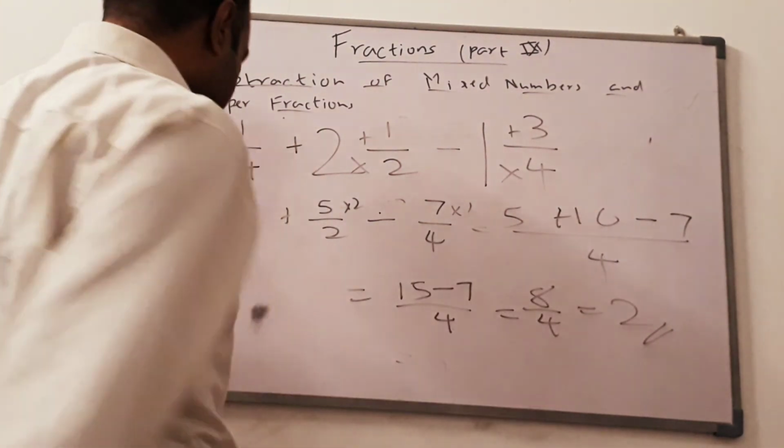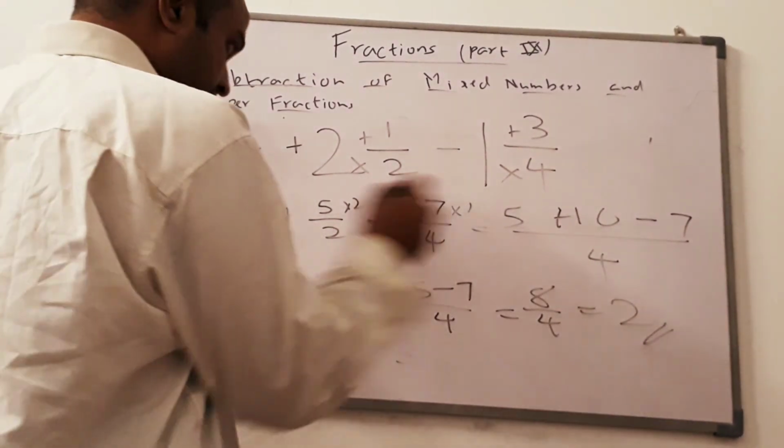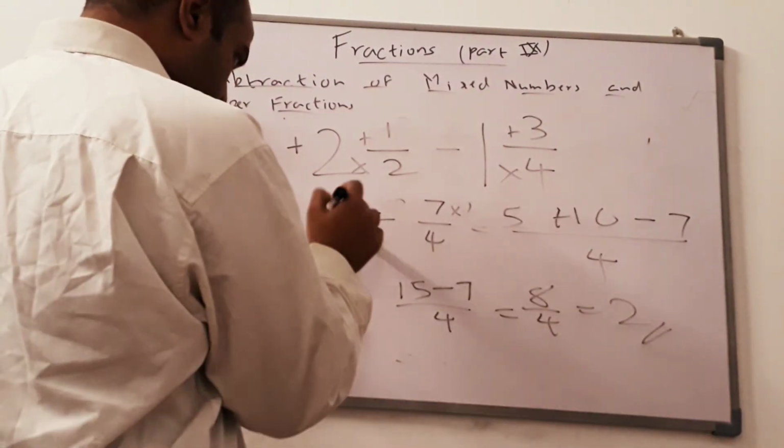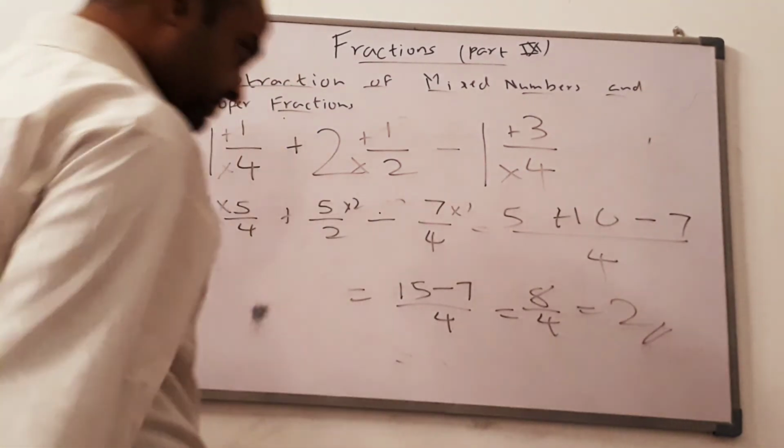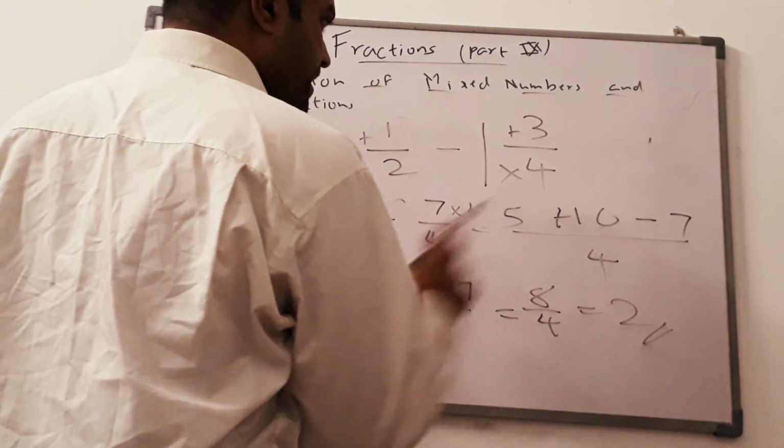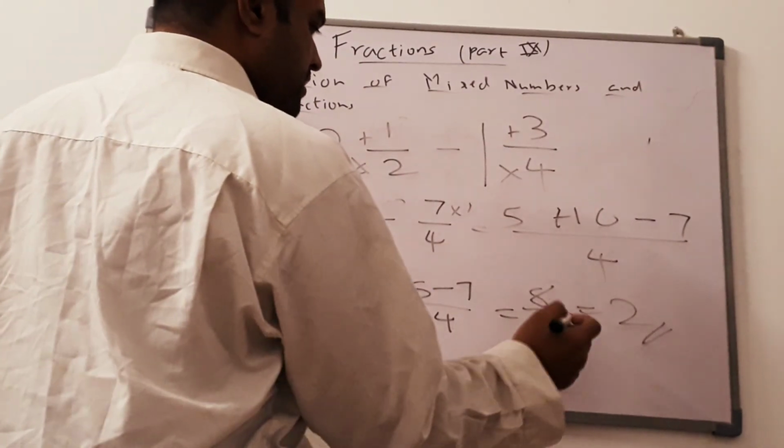So we can take 4 as the common denominator. How many 4s? 1 four, 1 times 5, 5. How many 2s? 2 fours, 2 times 5, 10. 1 four is here, 1 times 7, 7. 5 and 10, 15, minus 7, the answer is 8 over 4, which means 2.